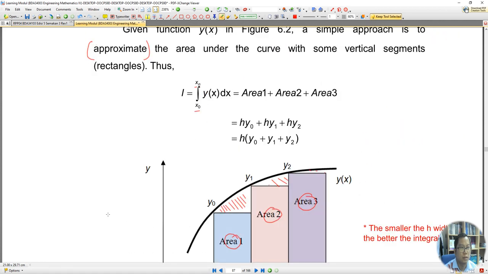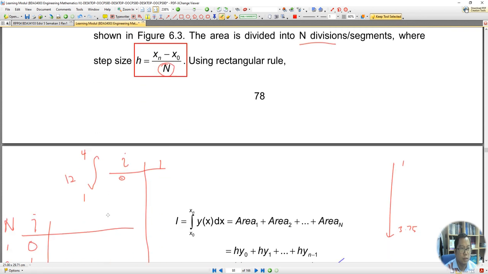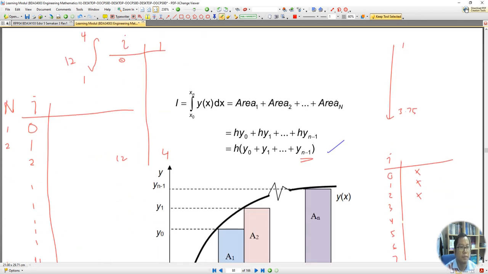Rectangular rules. Here I put a different color. Maybe green. This is blue, lighter blue. Okay, you focus on here, this one.